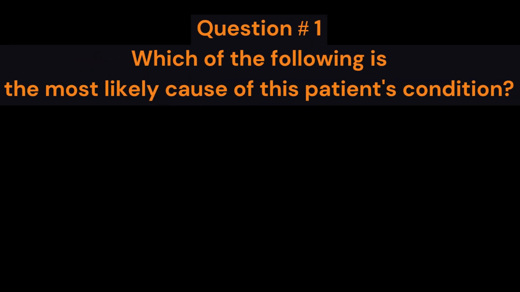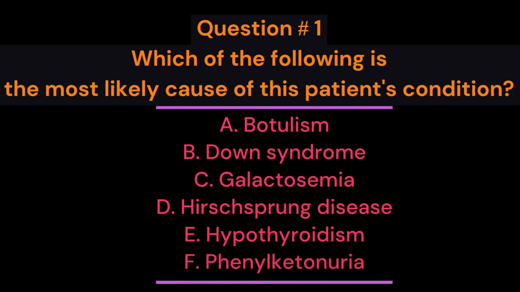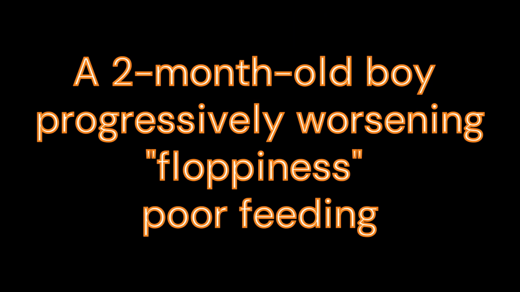For the following case, which of the following is the most likely cause of this patient's condition? A. Botulism. B. Down syndrome. C. Galactosemia. D. Hirschsprung disease. E. Hypothyroidism. F. Phenylketonuria. The case scenario is: a 2-month-old boy is brought to the emergency department due to progressively worsening floppiness and poor feeding.